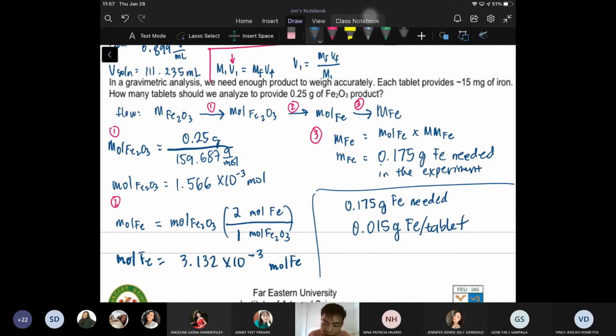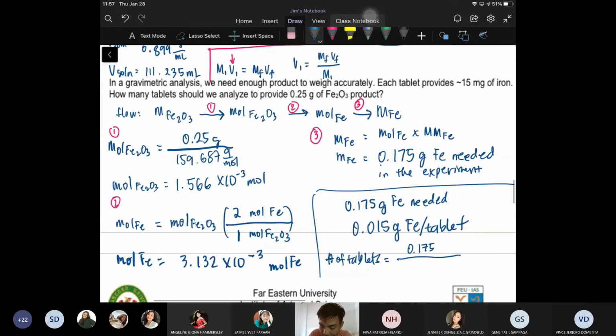So, kailangan natin ng 0.175 grams of iron and kada tableta, meron siyang 0.015 grams of iron. No? So, ano na lang kailangan natin gawin dito? Kunin natin yung ratio nila. Okay? So, to solve for the number of tablets, ano gagawin? So, kunin nyo lang yung ratio niyan. So, 0.175 grams iron ang kailangan over 0.015 grams iron per tablet. So, magka-cancel yung iron. You will be left with the tablet units, no?